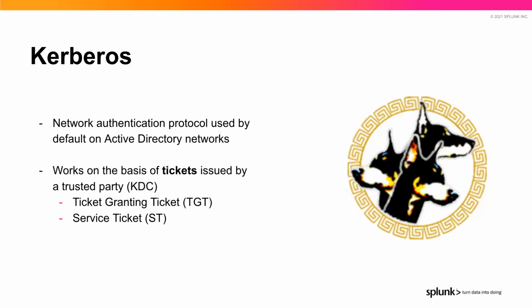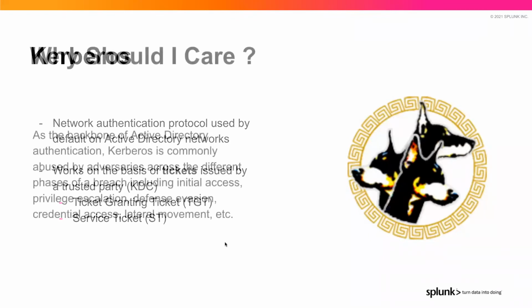When you first log in and type in your password, you first get a TGT, a ticket granting ticket. As you want to consume services in the network, for example, connect to a web server or connect to a file share or connect to a SQL database, you're going to be requesting service tickets using your TGT. That's at a high level, Kerberos.